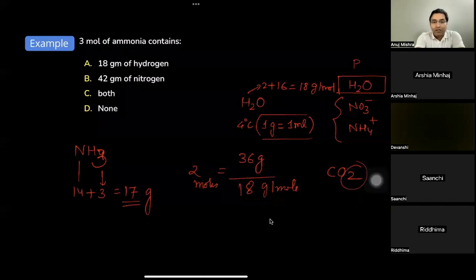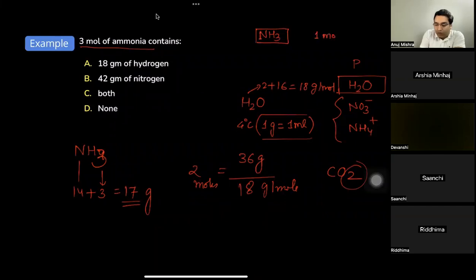Okay, so let's understand which answer is correct. If 3 moles of ammonia is given, the correct answer for this question is, since 3 moles of ammonia is given, ammonia's formula is NH3. All of you know that? NH3 is the formula of ammonia. Now, what is 1 mole of ammonia's weight? If you take 1 mole of ammonia, you have 14 grams of nitrogen. You have 3 grams of hydrogen.